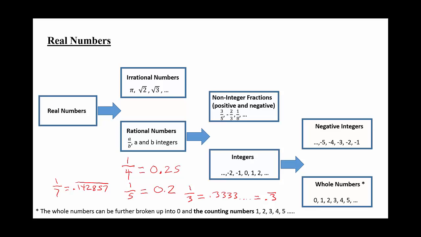So give me an example of your favorite irrational number. Pi. All right, so what is pi? 3.1415926535897, and so on. All right, that's enough. So that'll just keep on going on forever, right? And it won't repeat. And so that's one property of irrational numbers.